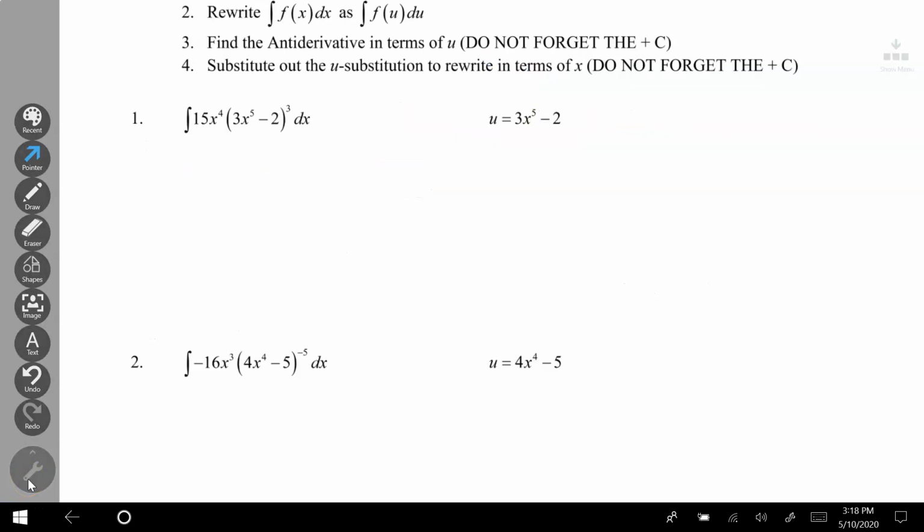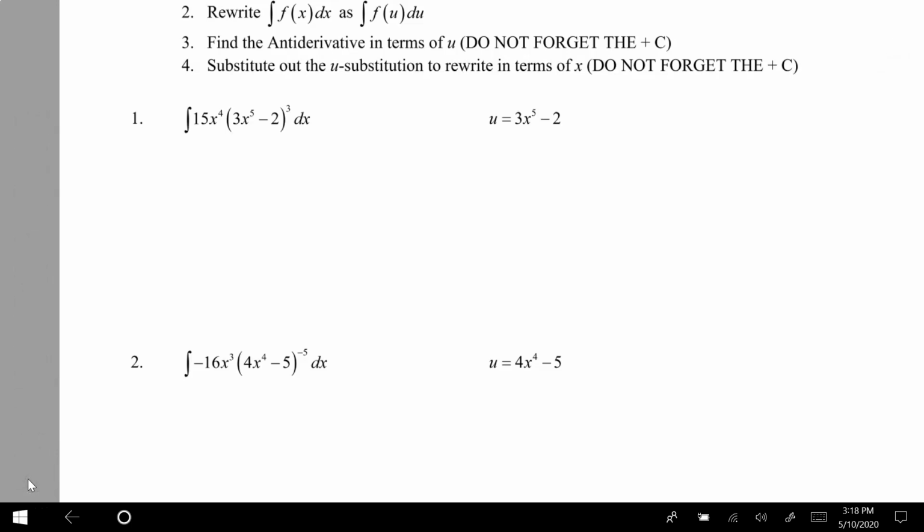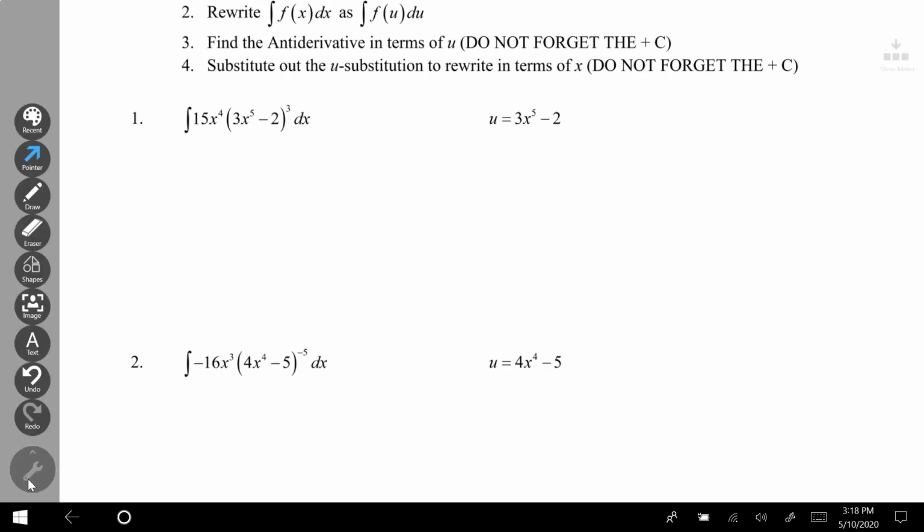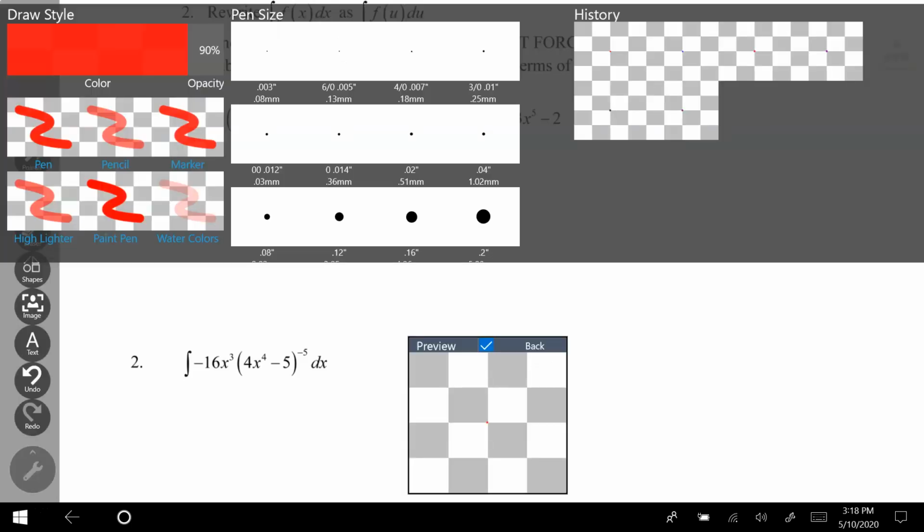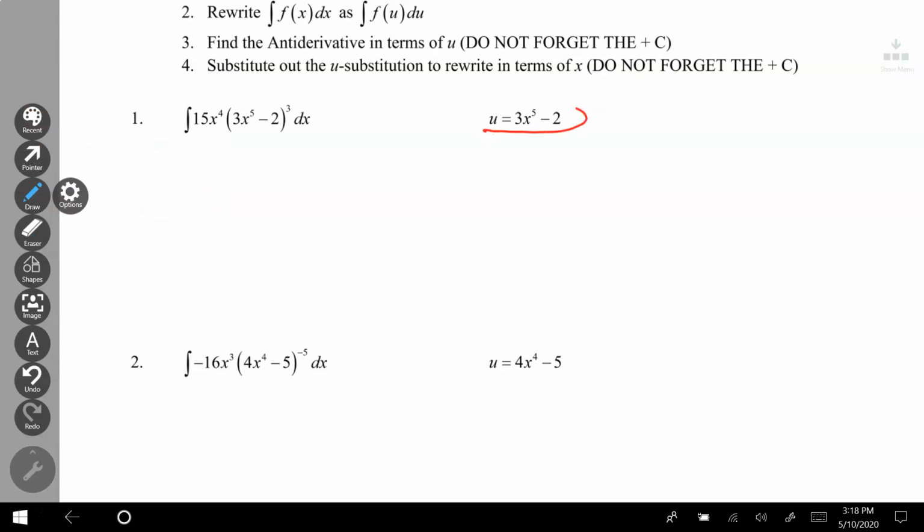As you see in number 1, I have this really messy integral of 15x to the 4th, parentheses, 3x to the 5th minus 2, all raised to the 3rd power. I could try to expand it all and get this huge polynomial, or let's look at using u equal to that 3x to the 5th minus 2 inside the parentheses. Because when we take this derivative, or what I call the du, it becomes 15x to the 4th, and because this is an x, I have a dx.